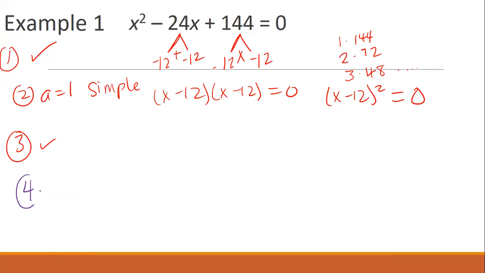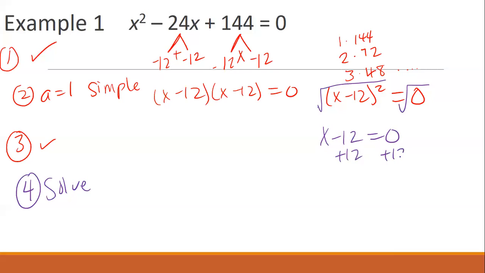And now you're going to solve. Step 4 is to solve. So what do I need to do to get x by itself? Well, the first thing I got to do, I take the square root to get rid of the square. Taking the square root of 0 is going to be what? 0. And then I need to do what? Inverse operation, guys. Inverse of subtracting. I'm going to add 12. And we get x equals 12.